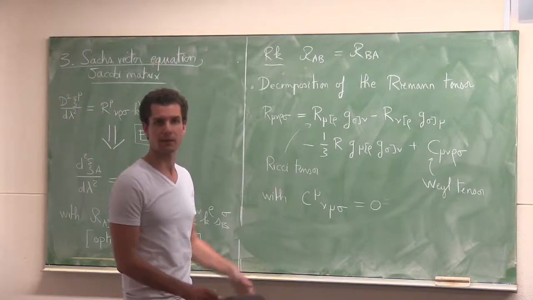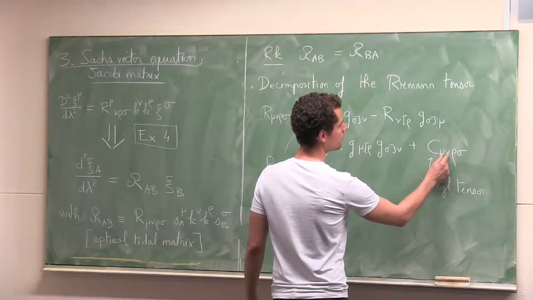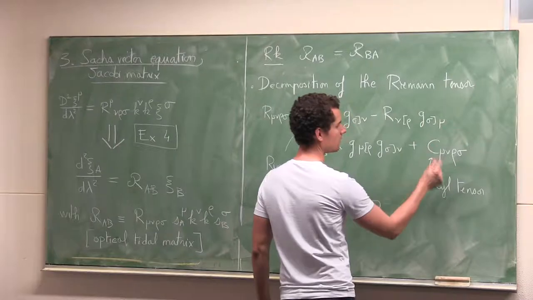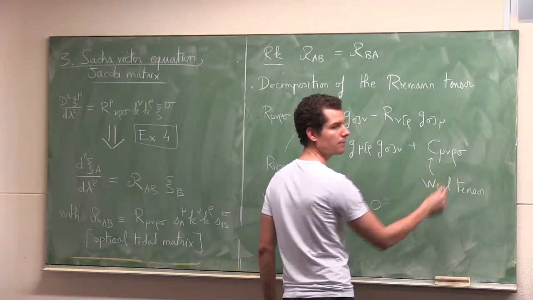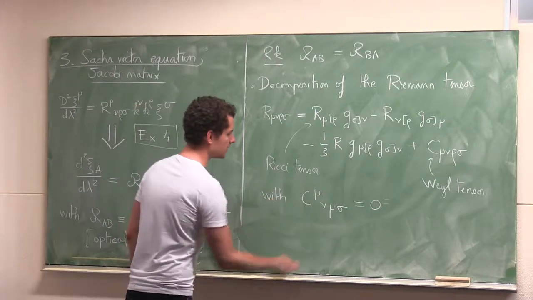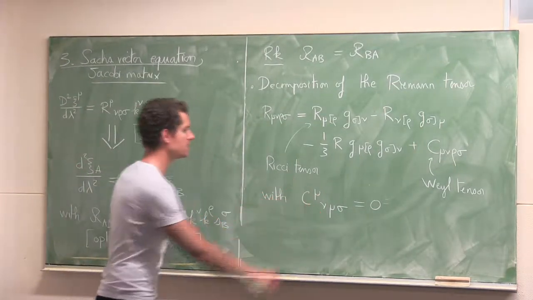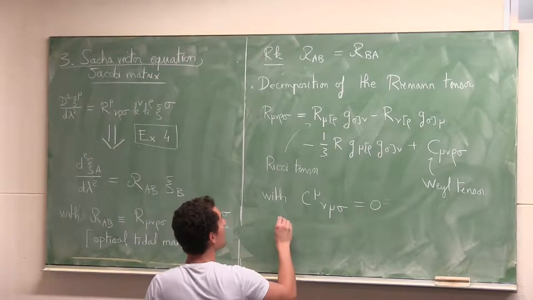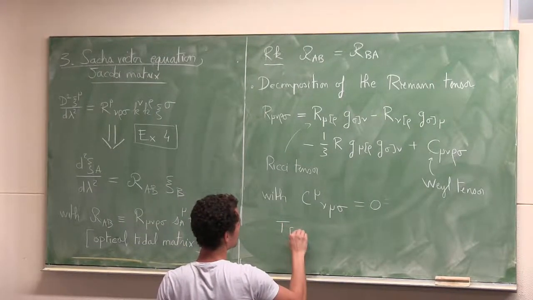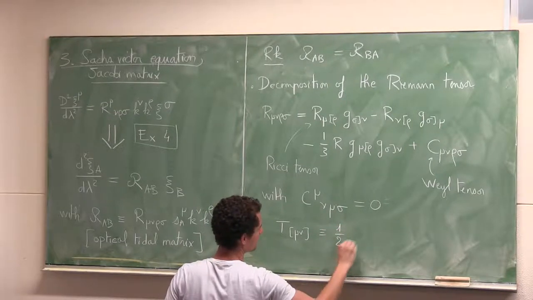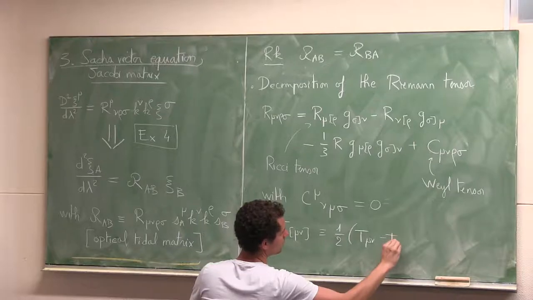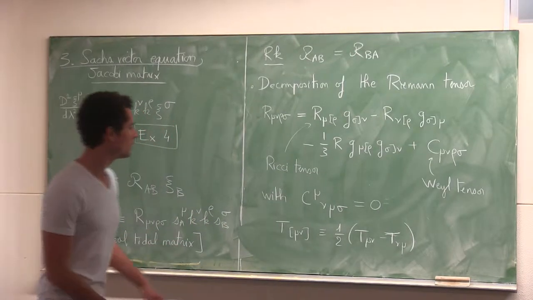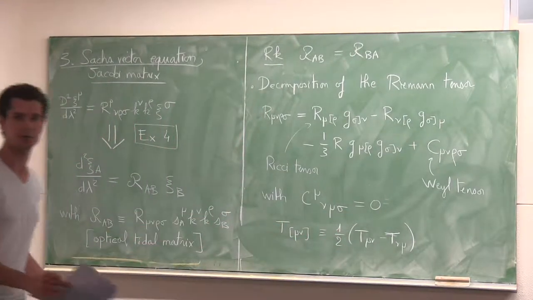Same symmetries of the Riemann tensor. In particular, if you exchange the couple mu nu with the couple rho sigma, the result is unchanged. It is anti-symmetric with respect to the exchange of mu and nu, and of rho and sigma. And it has this additional property of being trace-free. By the way, when I write something like this, this means 1/2 of T mu nu minus the transposed one. There are several conventions that you can choose for that. Some people don't put the 1/2, some people do. I do put it.